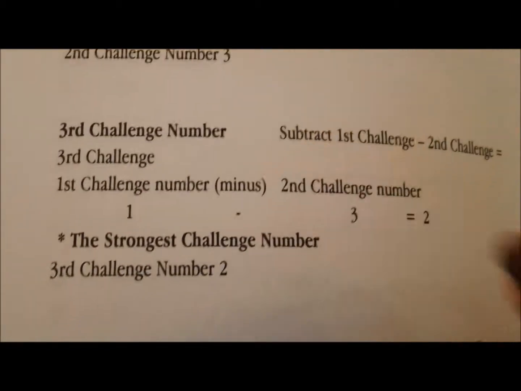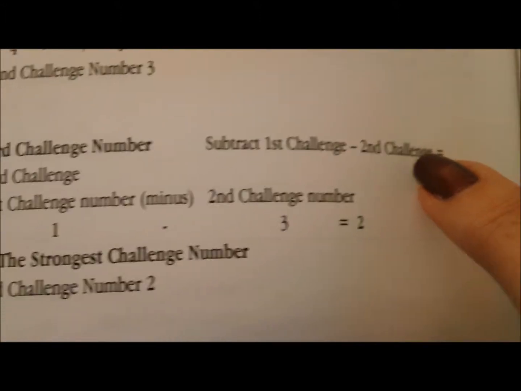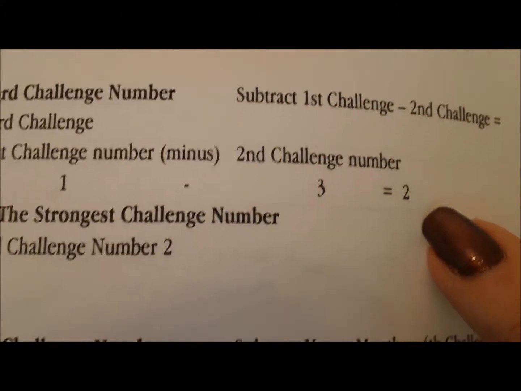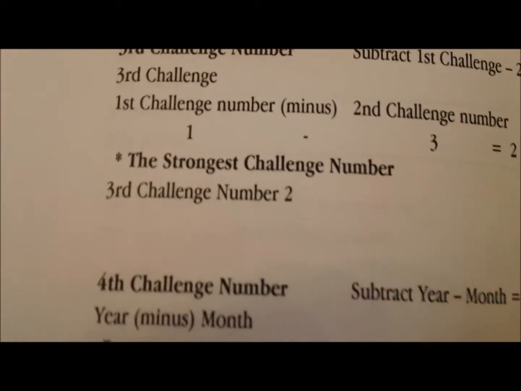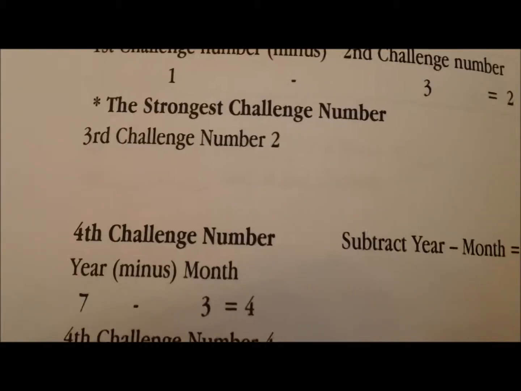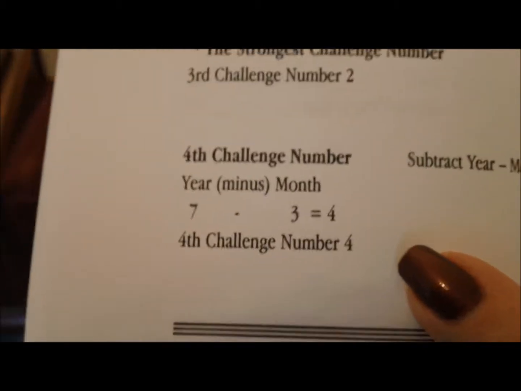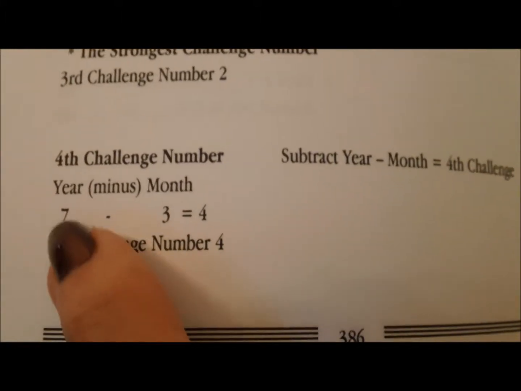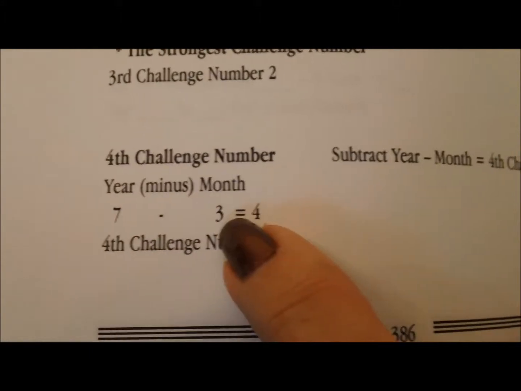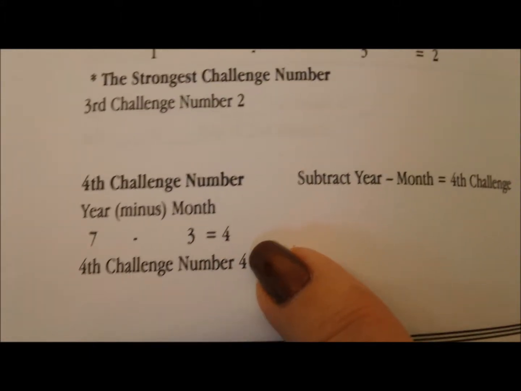My third challenge number, you subtract the first challenge number and the second challenge number. I have a 1 and a 3, and that equals a 2. So that's a 2, my strongest challenge number. Now my fourth challenge number, you subtract the month 3 and the year 7, which equals a 4. That's my fourth challenge number.